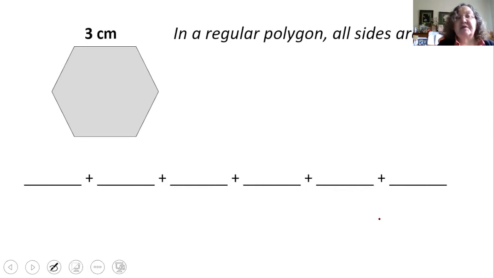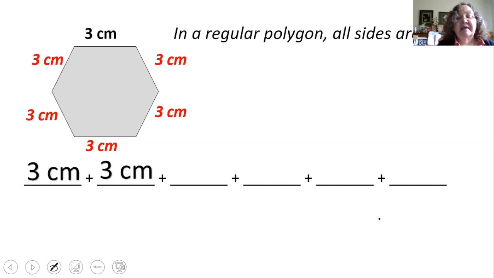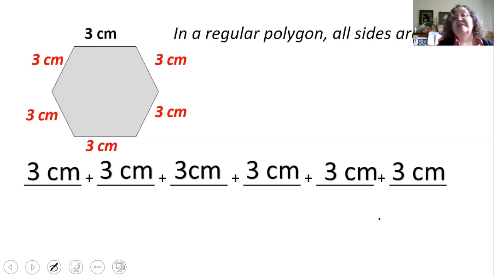So I know that this side is 3 centimeters, this side is 3 centimeters, this side is 3 centimeters, this side is 3 centimeters, this side is 3 centimeters, and this side is 3 centimeters. So I know that I'm adding 3 centimeters six times. I've got that. And I could add, you are right, I can add them all up.